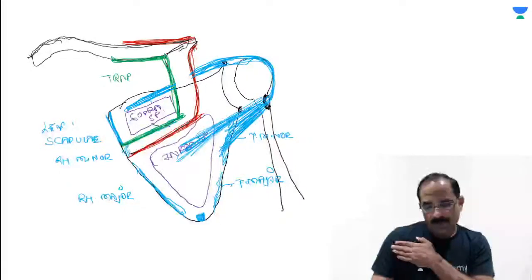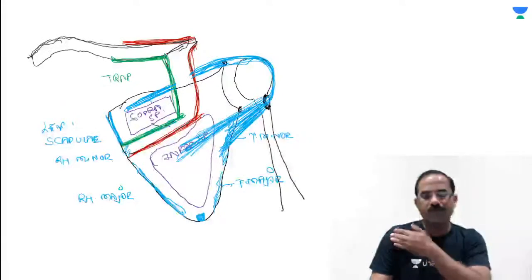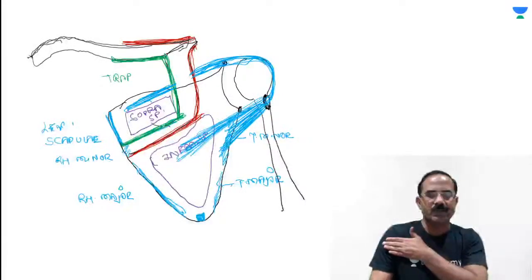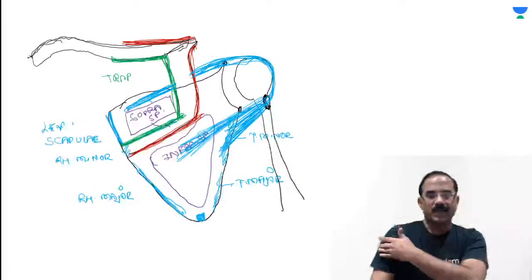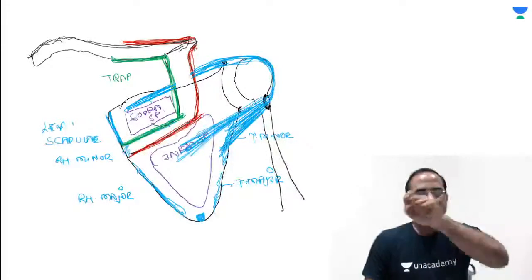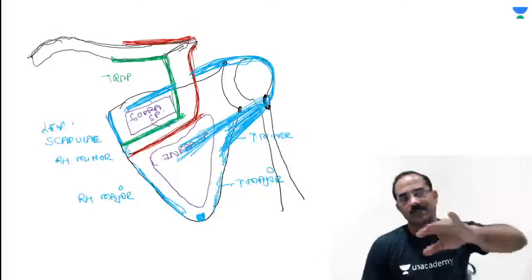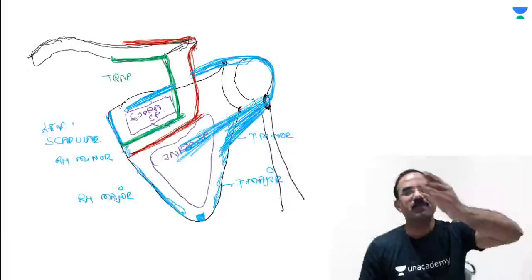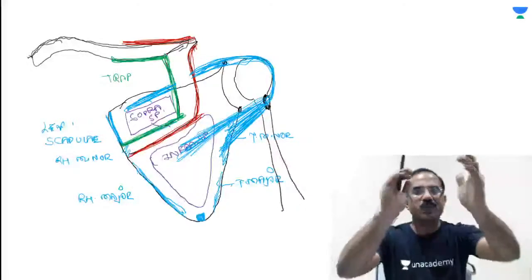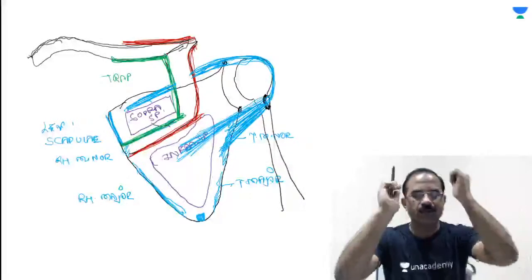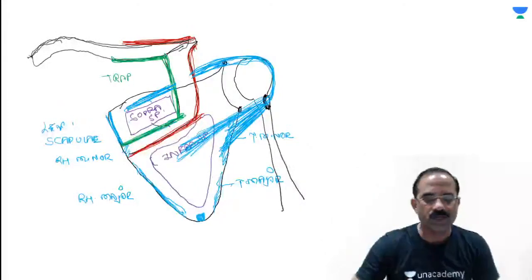Meaning, the first muscle here, when you're looking from front, is what? Subscapularis. The second muscle which is at right angles to the shoulder joint, what's that? Supraspinatus. And two muscles on the posterior aspect, what is that? Infraspinatus and teres minor. These four muscles together form what? The rotator cuff. These four muscles form the rotator cuff.